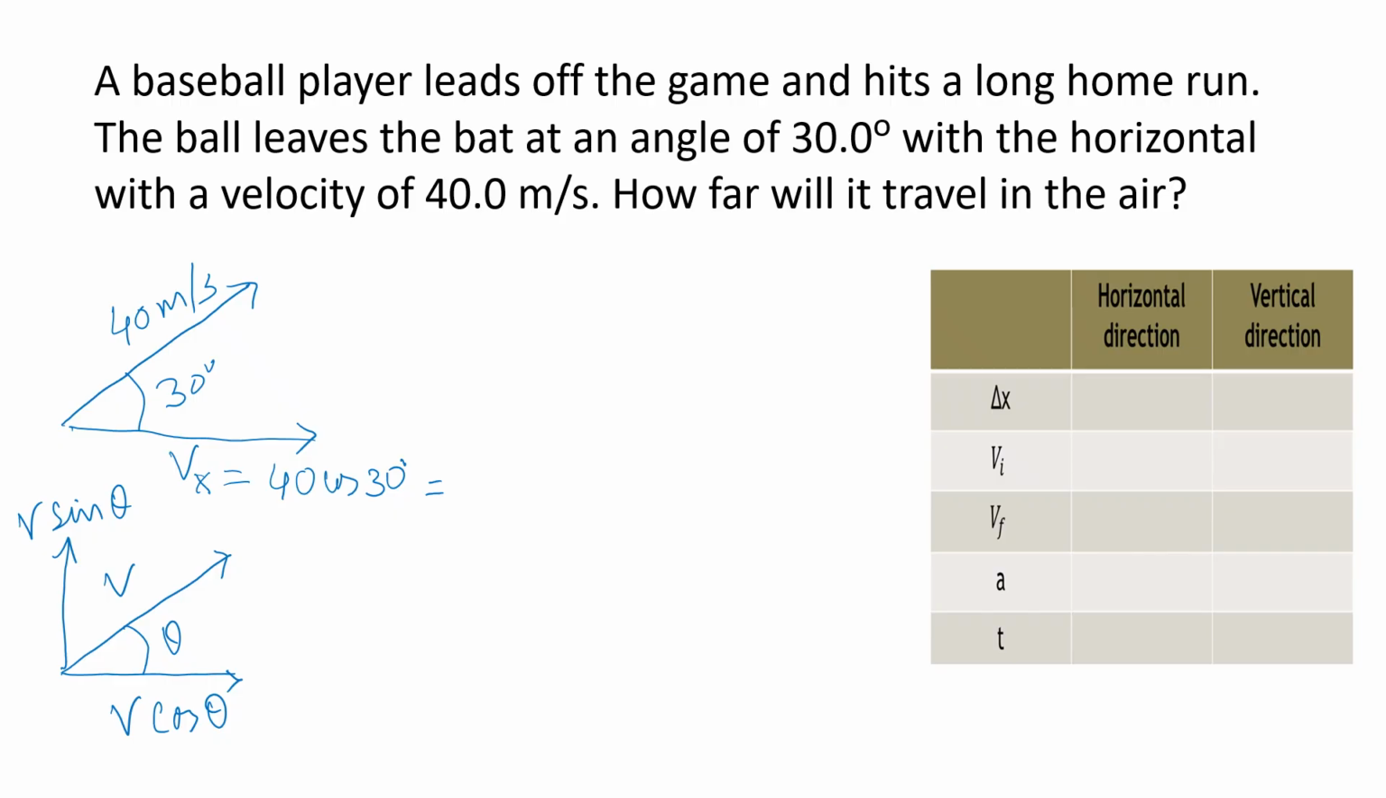And if you are able to find out the value of it, it's going to be 40 cosine of 30 degrees, and that's going to be 34.64. Okay, now this is the projectile's velocity, which is taking it in the forward direction and helping it to cover the range. So if we draw the picture, this is how the picture is going to look.